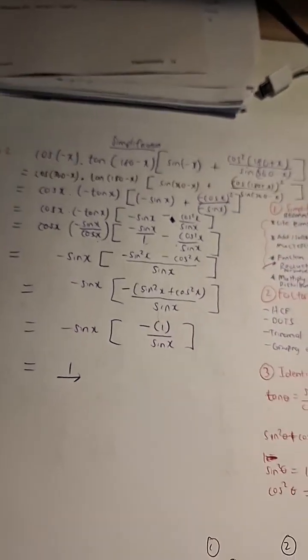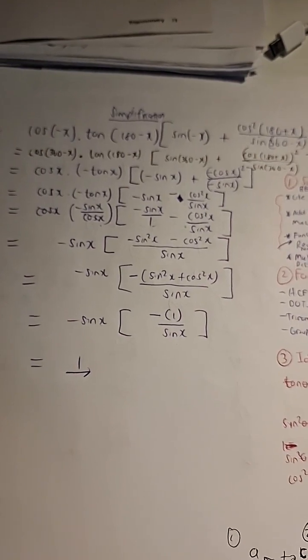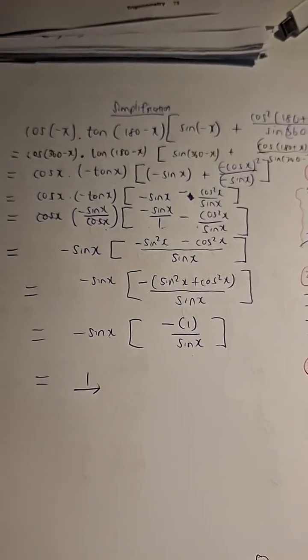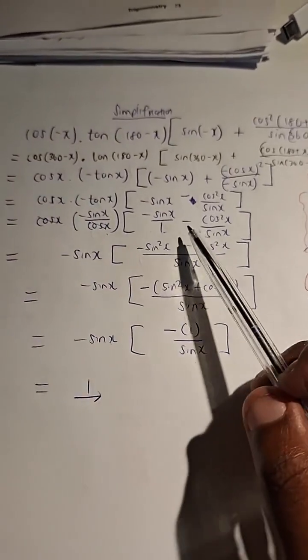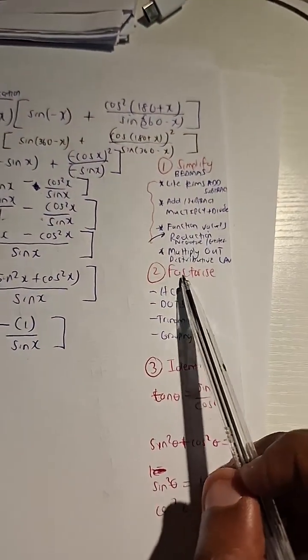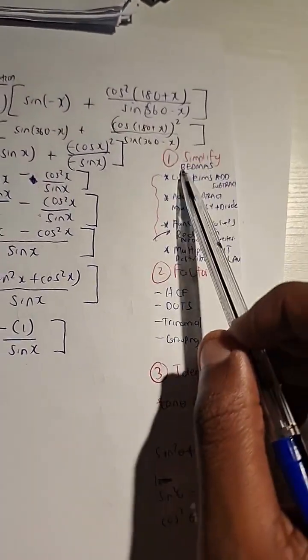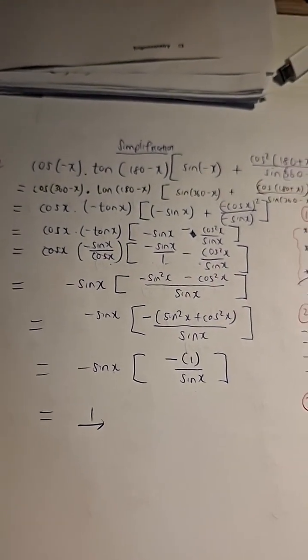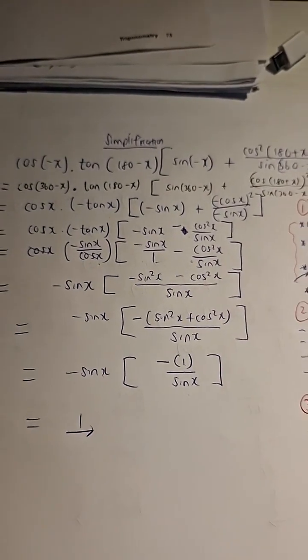Okay. So I don't know if there's anyone who has any questions. Yeah, it is easy marks, very easy marks. But it is this thing of playing between simplify, factorize, identity. Simplify, factorize, identity.